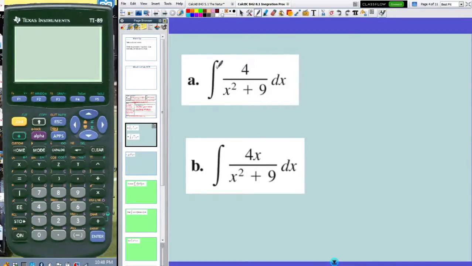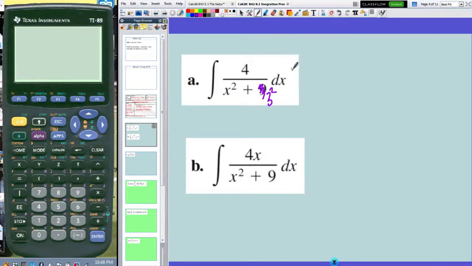This first problem is the integral of 4 over x squared plus 9. Look at this structure and ask, where have I seen something like this before? Well, 9 is the same thing as 3 squared. When you have a number over x squared plus something squared, this is related to arctangent, or inverse tangent.